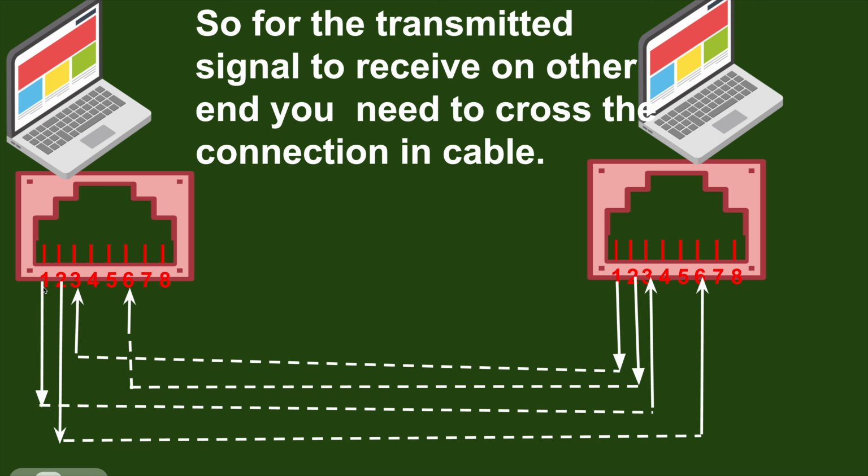That is how, now when the PC is transmitting the signal, if you see here, let's say from 1 and 2 it is getting transmitted and the signal goes here, but here you see the signal is being sent to pin 3 and 6, which is the receiving one. This kind of cabling is called a crossover cable.